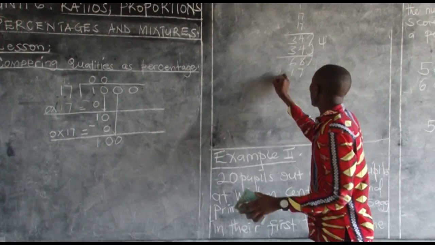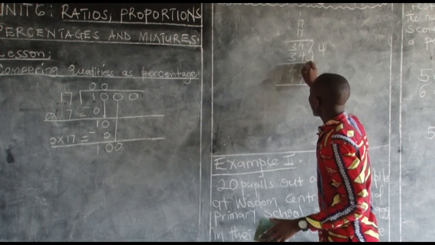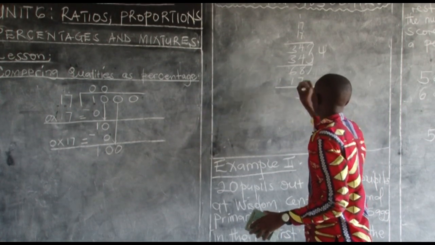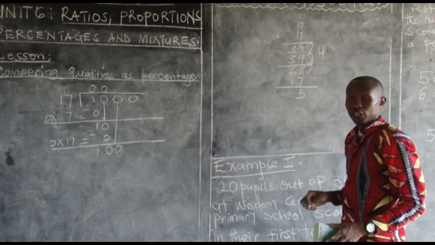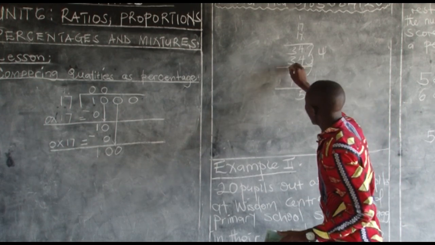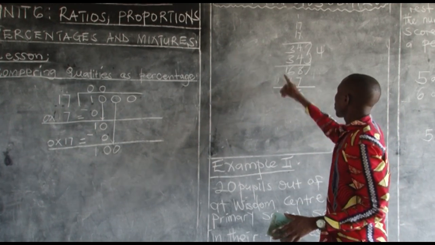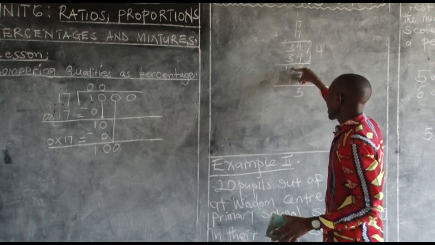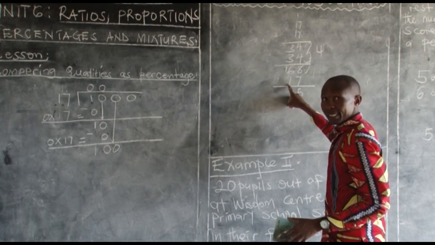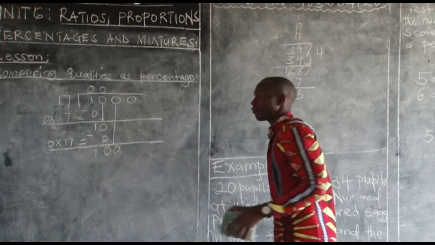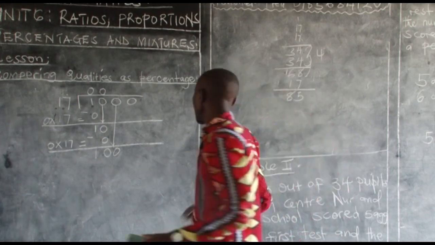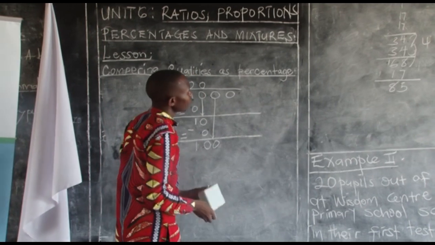If we add more one group, what does it give us? When you get this plus this, we shall have 15. 8 plus 7, it will give us 15. 15, we shall add here 1. 1 plus 6, 7, plus 1, 8. So we shall have 85. But how many groups are those? They are 5.